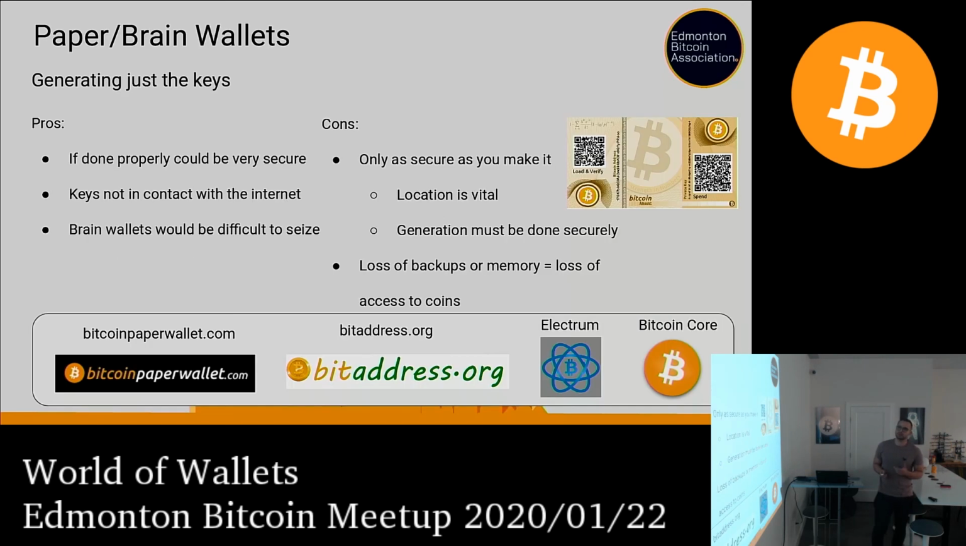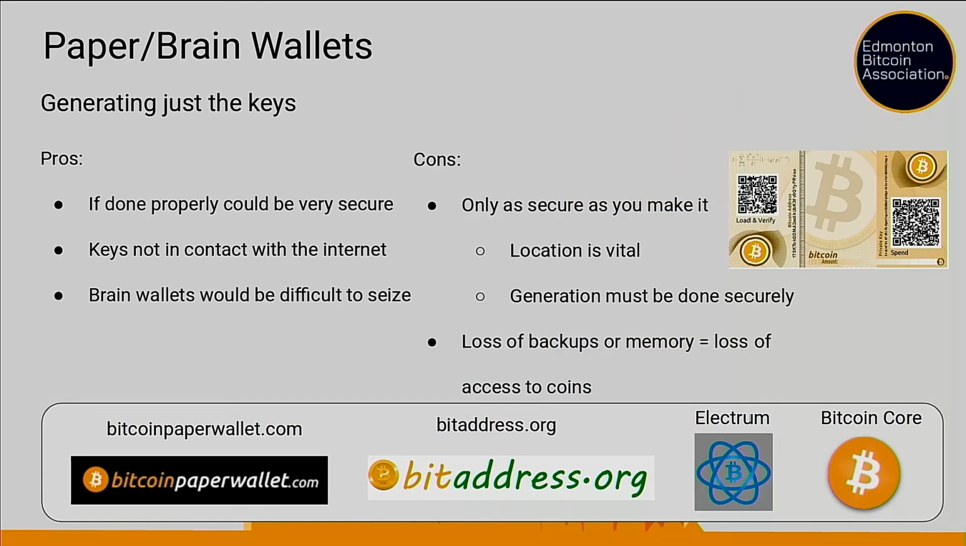And then finally we have paper or brain wallets. In this case, you're just generating the keys. On the pro side, if you do this properly, it could be very secure. Your keys are not in contact with the internet after you've generated them, generally. And brain wallets would be difficult to seize. So what I mean by brain wallet is just memorizing those seed words. So say 12 words, you memorize them. And then obviously it's very difficult for someone to find those out unless you tell them.